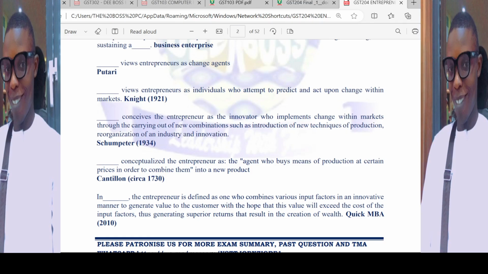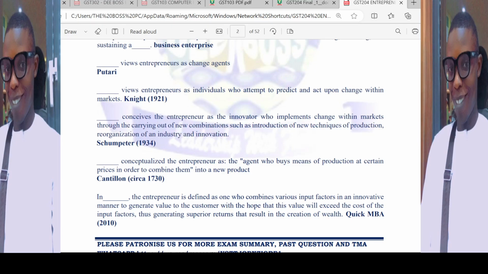Then Cantillon, we have seen that name before, right? He conceptualized the entrepreneur as the agent who buys means of production at certain prices in order to combine them into a new product. Means of production could be raw materials, land, labor, everything that is needed as factors, things that you can put together in order to create a product. And mind you, products can be goods, products can be services.